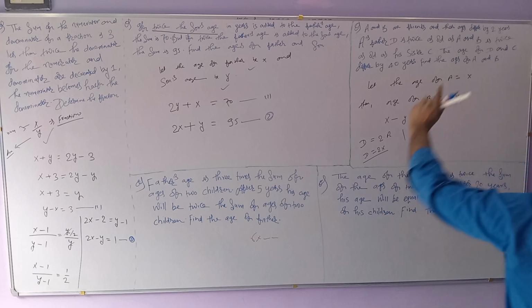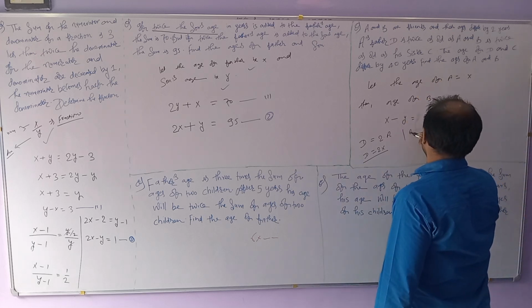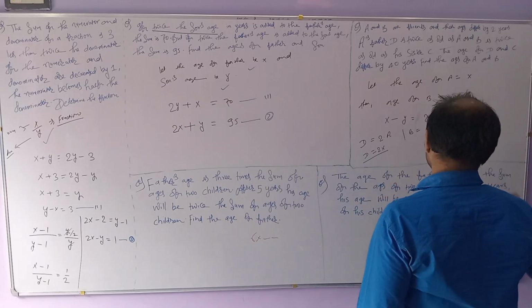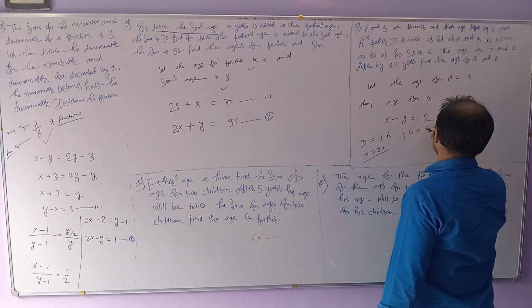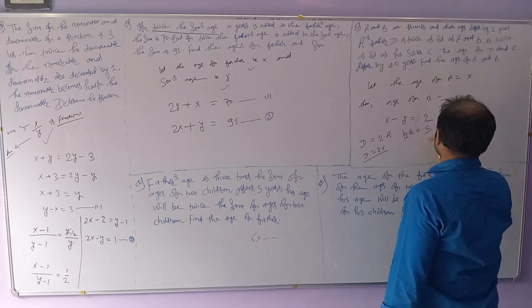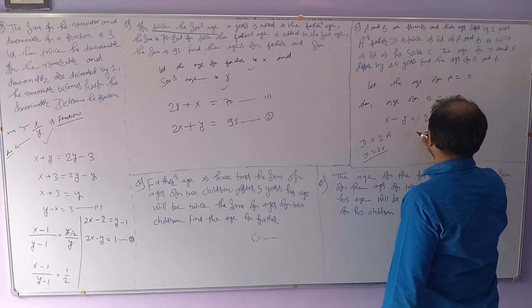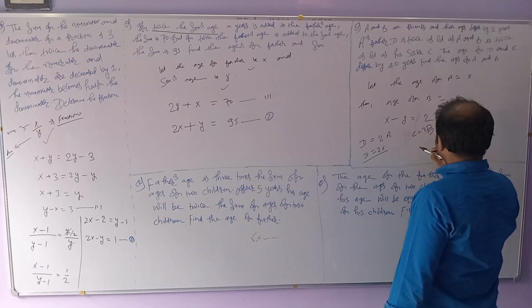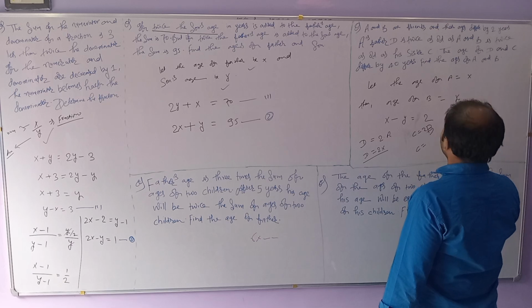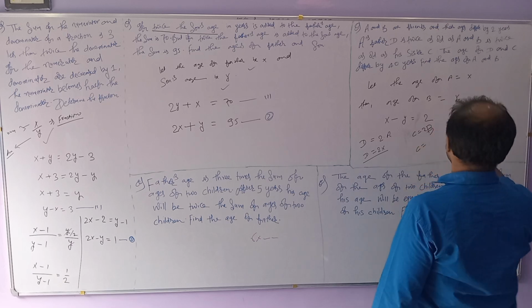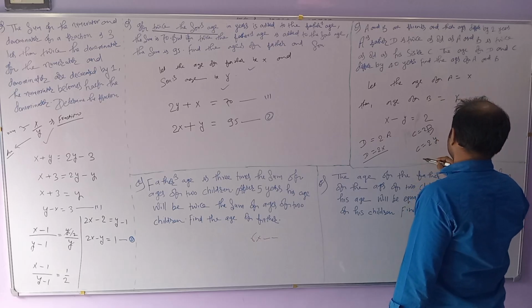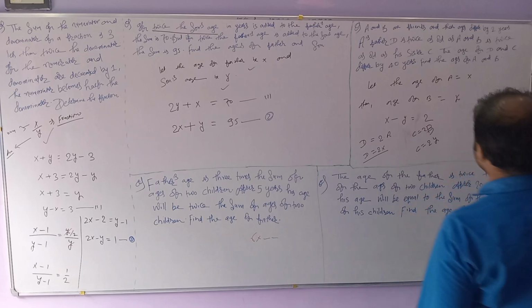And B is twice as old as his sister C. That means we can say B is equal to 2C, and B is equal to y. So C is equal to y over 2.